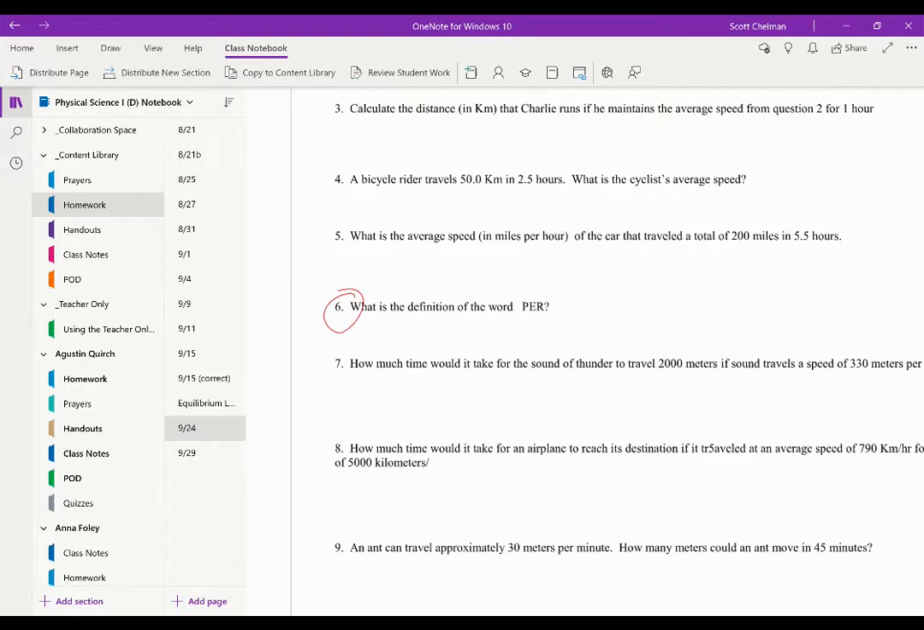What is the definition of the word per? What does per mean? Yeah, is this per sort of like miles per hour? Right. And we say that all the time, right? But what does it mean? What do we mean when we say per? Miles every hour.